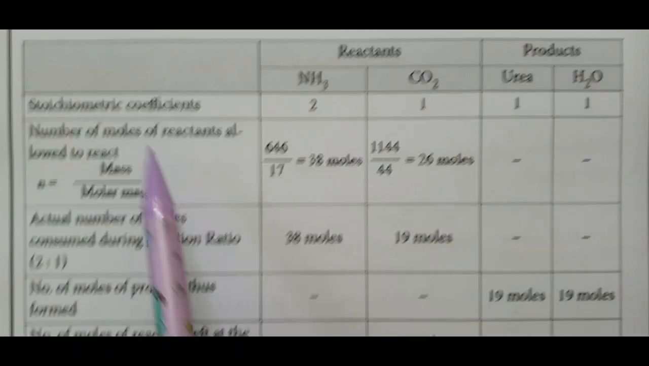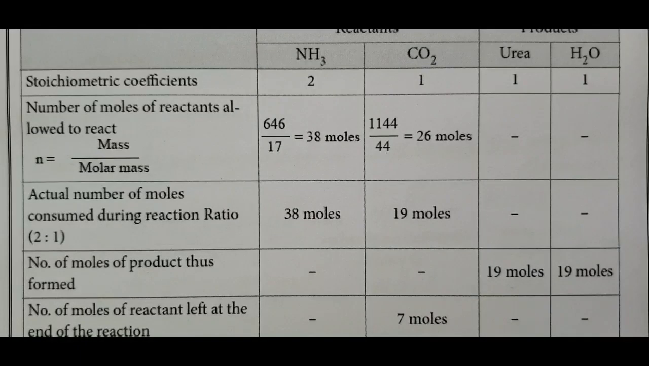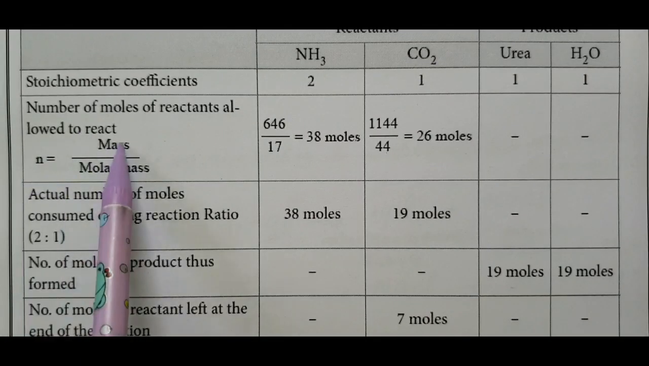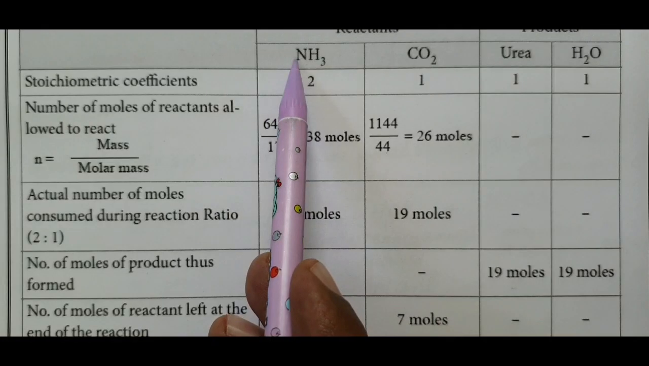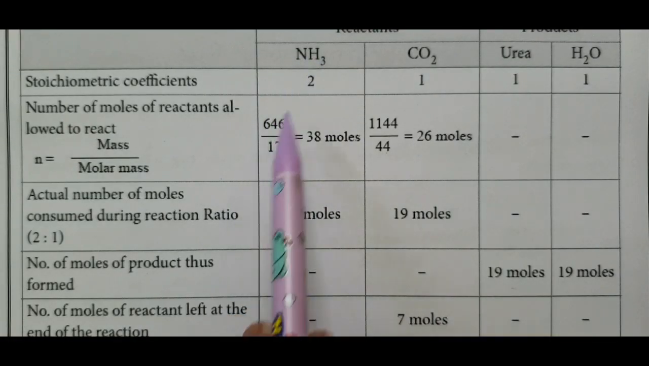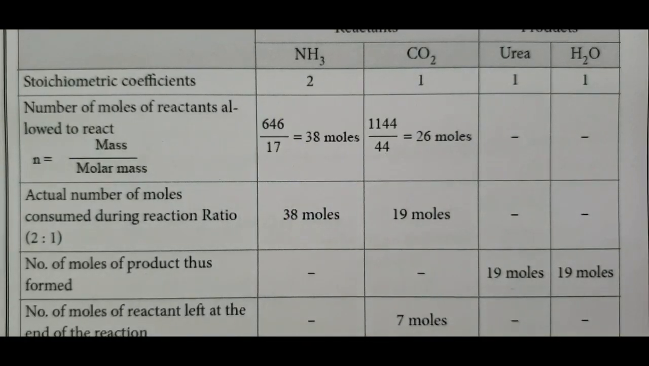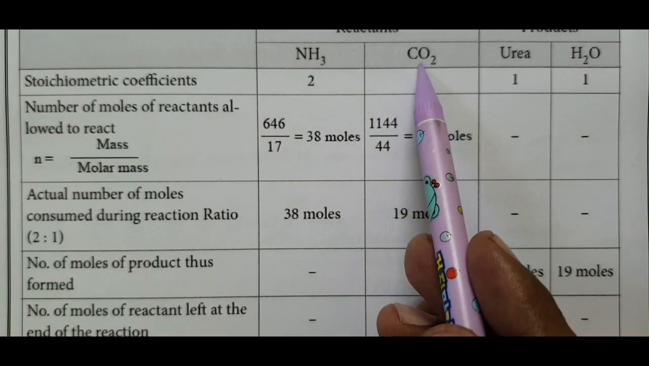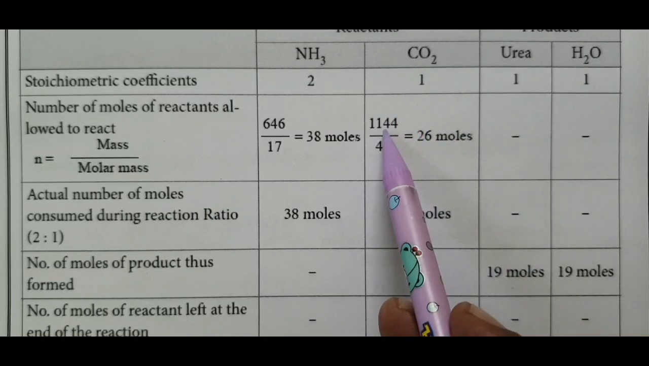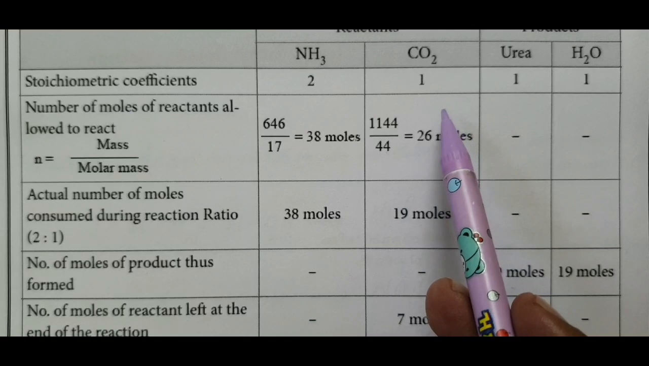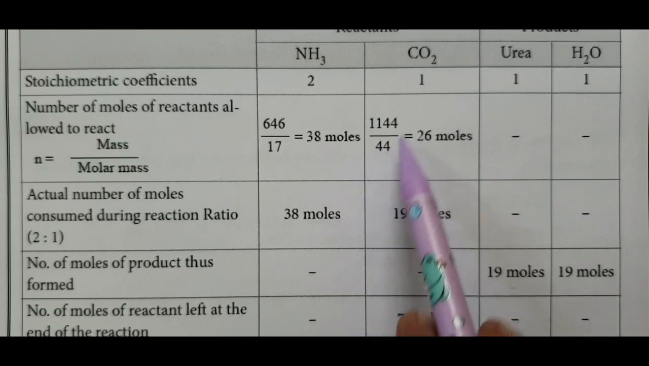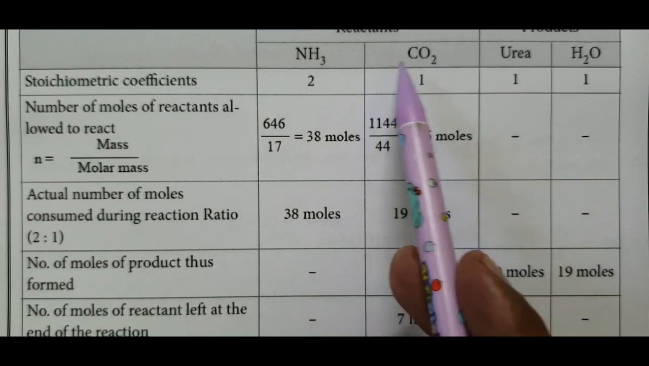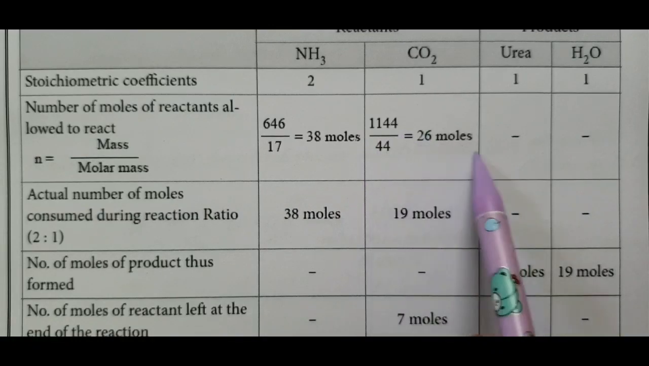First we have to calculate number of moles of reactant allowed to react. Number of moles formula mass by molar mass. Mass is given in our problem 446 divided by molar mass of ammonia equal to 17. Nitrogen 14, 3 hydrogen 3, 14 plus 3 equal to 17. When you cancel, you will get 38 moles. Carbon dioxide is given in kilogram, 1.144 kilogram. When we convert the kilogram into gram by multiplying with 1000, 1144 divided by 44. 44 is the molar mass of carbon dioxide, carbon 12, 2 oxygen 32, 44. When we cancel, we will get 26.